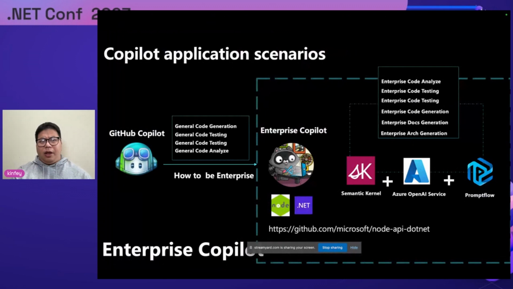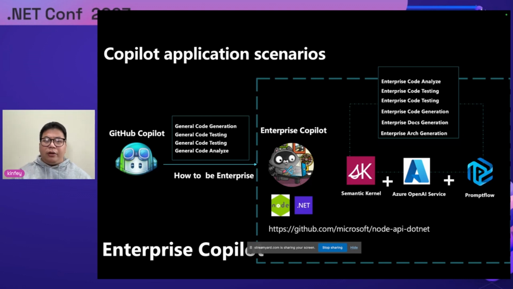We focus on some Copilot applications. Maybe this is what we focus on in this session. GitHub Copilot gives us more, like code generation, code testing, code analysis, and everything. But for the enterprise, as I said before, they need something more professional, like enterprise code testing, code generation, document generation, and architecture generation.